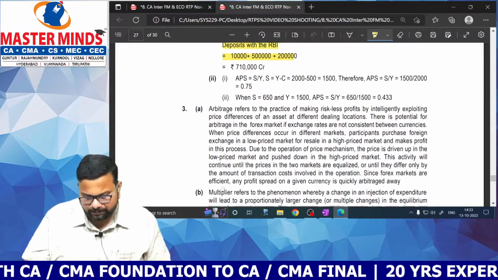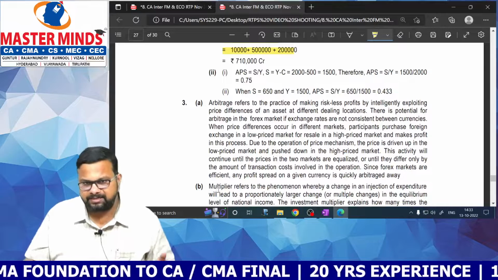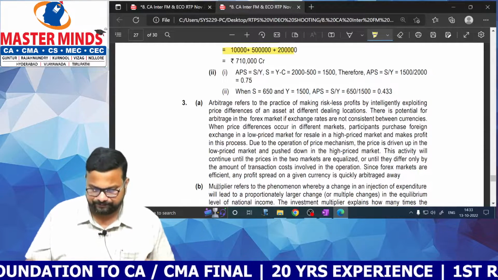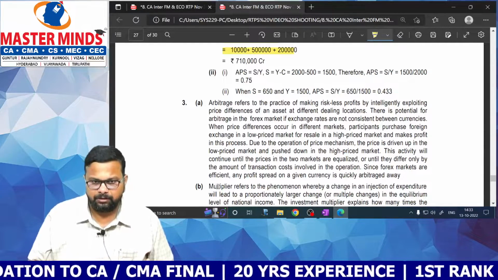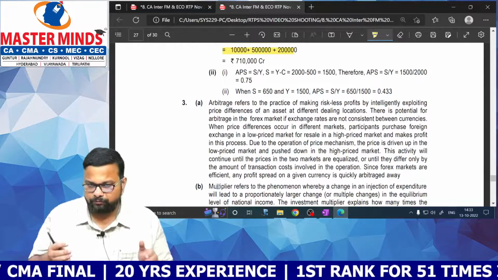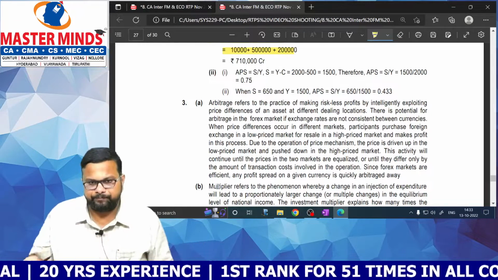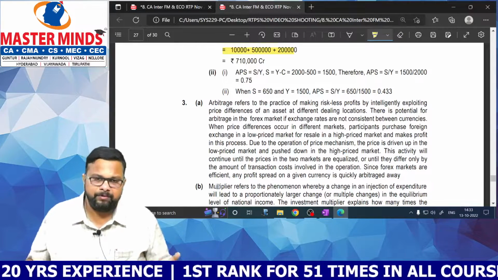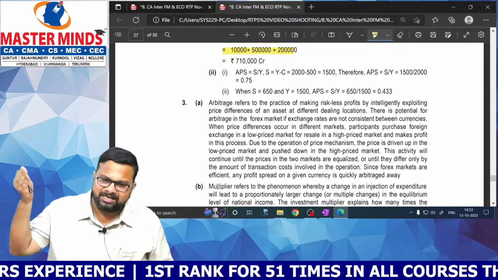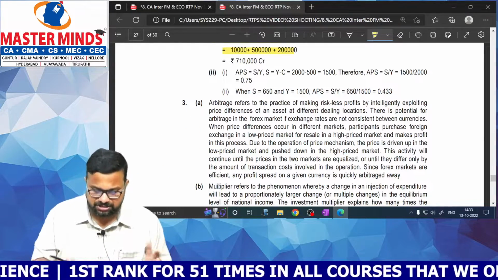Okay. So what is arbitrage? We all know, buying and selling of the same product in two different markets at two different prices to take advantage of changes in price. The same thing is explained here. Generally, what we do is buy in the low priced market and sell in the high priced market. In doing so, what will happen? The price in the low priced market starts increasing and the price in the high priced market starts decreasing. That entire process is called arbitrage.